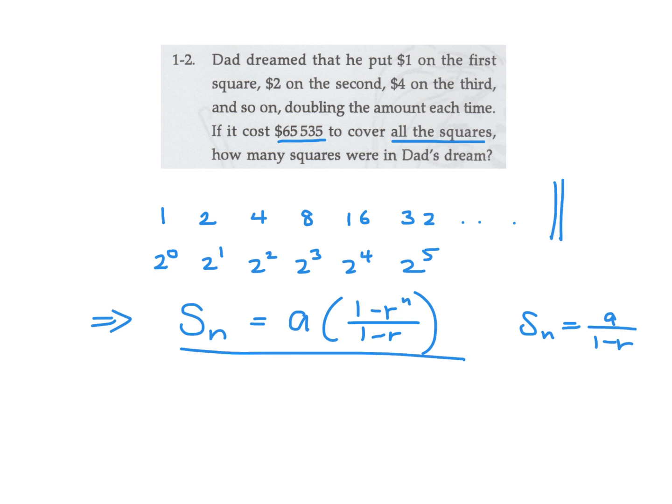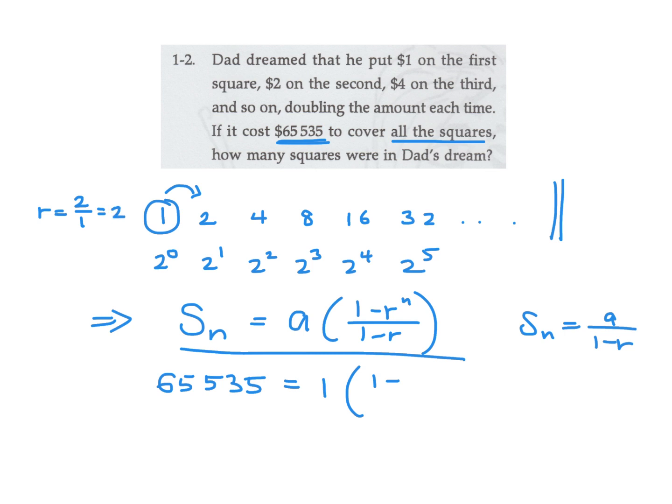Okay, so let's figure it out. So Sn they gave me, that's the 65,535. A is the first term. So this is my first term, so that's 1. And then 1 minus r. R is a common ratio. So the ratio is really just the second term over the first term. And the ratio should be the same.